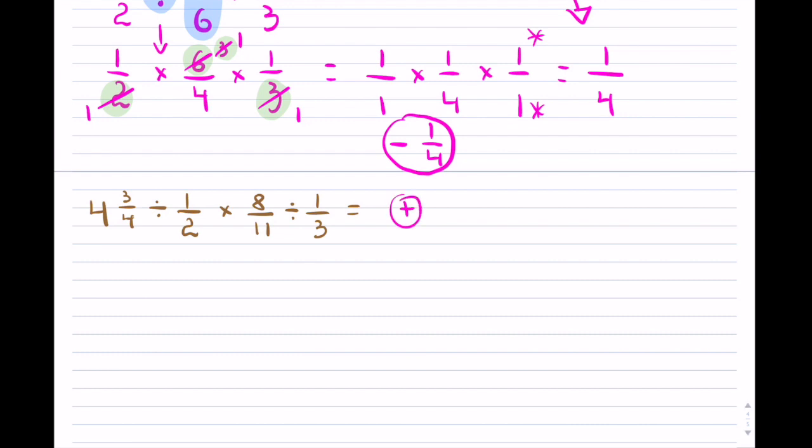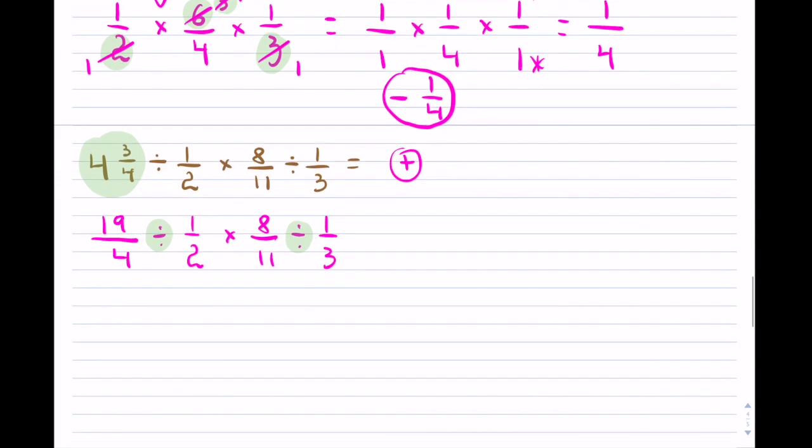Now, step number 2, get rid of mixed numbers. In this case, I do have a mixed number. So I will change the mixed number into an improper fraction. 4 times 4 plus 3, that is 19 over 4. So that is my step number 1. There are no other mixed numbers, so I'll move over to the next step, and that is getting rid of divisions. I have 2 of them in this example.